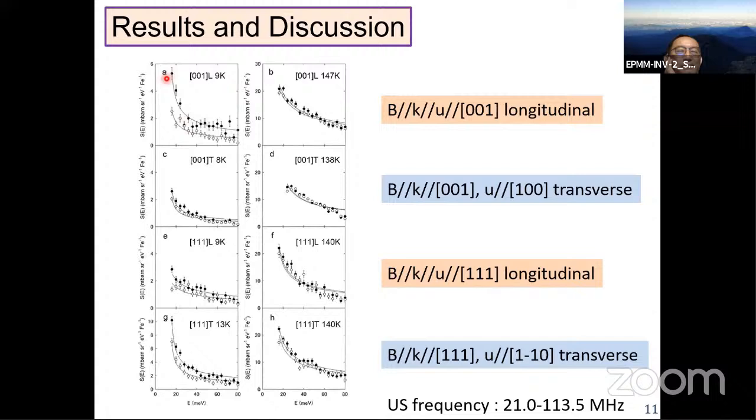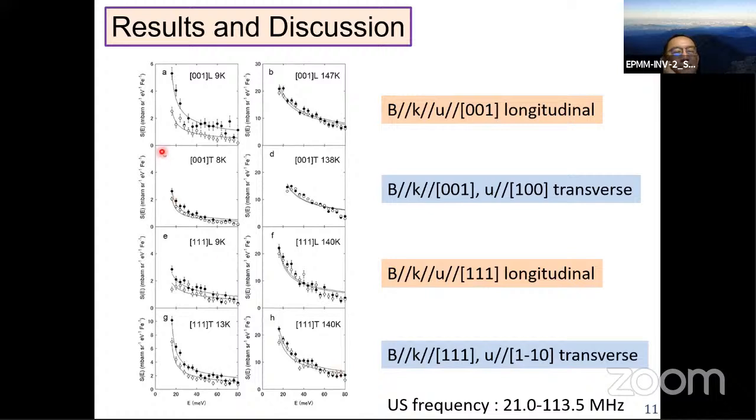Basically, for these 4 low temperature measurements, all results show enhancement by ultrasound injection. On the other hand, the right-hand four figures taken at about 140 Kelvin show only tiny enhancement. So this enhancement was very small.